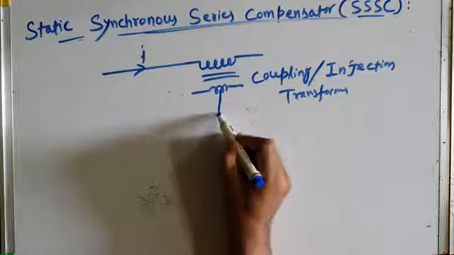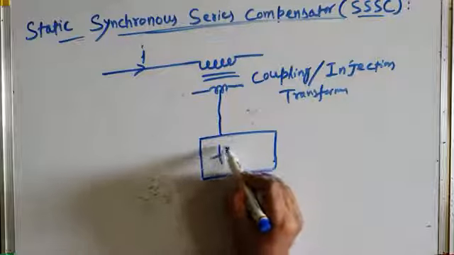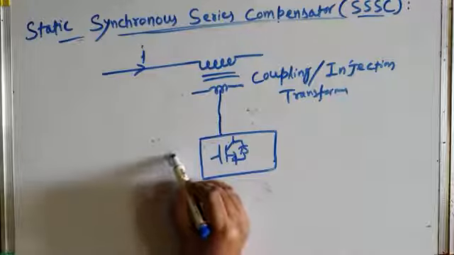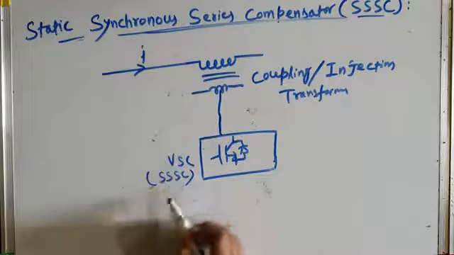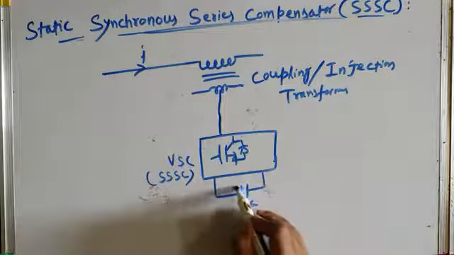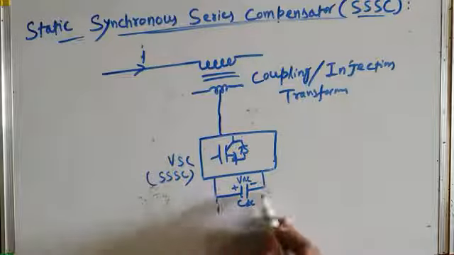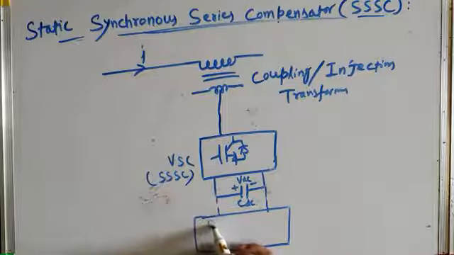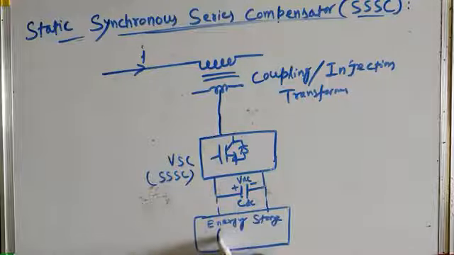Okay, fine. Then we have a voltage source converter like this. This is the voltage source converter, and symbolically a voltage source converter is shown like this. This voltage source converter acts as SSSC, static synchronous series compensator. And then it has a DC bus with DC bus capacitance CDC, and say for example DC bus voltage VDC. And we may have energy storage also there, like a battery bank. This is energy storage. However, this energy storage is optional.